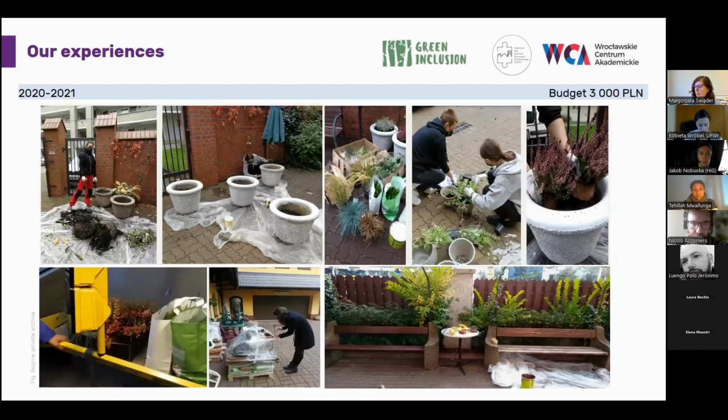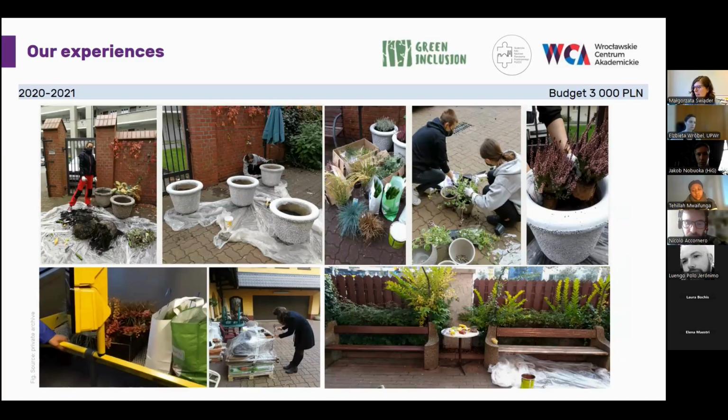So finally, as the budget was not big for this project, it was 3,000 Polish zloty, so something close to 800 euro, maybe even less. So the students decided also to upcycle some elements that were already available within these two gardens.